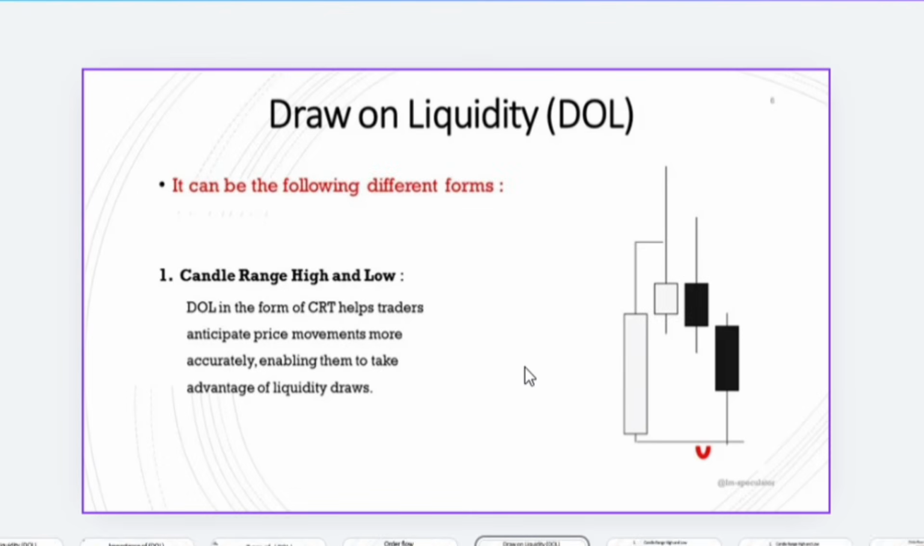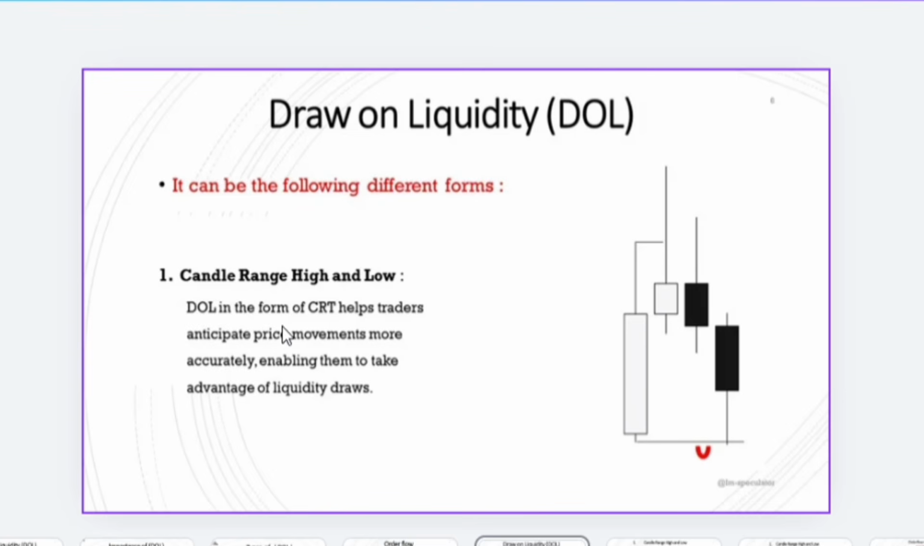Let's continue. Now, draw on liquidity. It can be seen in different forms. The first one we have in our chart here is the candle range high and low. Remember what I taught you guys about Asian range, London range, and New York range. We have so many types of range. Now, this is our first 2 a.m. Asian range. This is the range. Let's call this our 4-hour time frame.